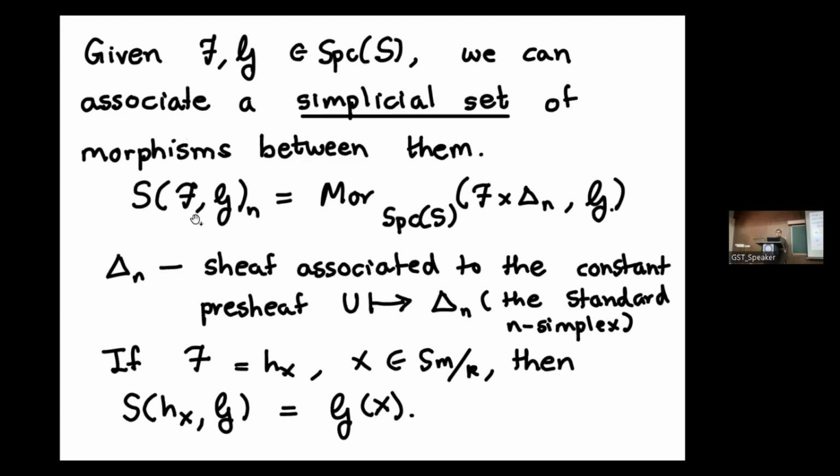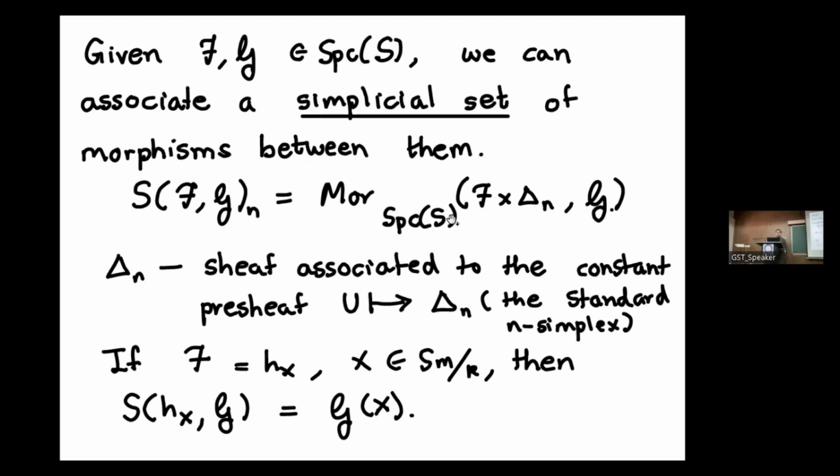So this is the simplicial set of morphisms from F to G. The n simplices in that are going to be morphisms from F cross delta n to G. So what is delta n? Delta n is just a simplicial set, right? It's not a simplicial sheaf. So what do I mean by morphisms from F cross delta n to G? Delta n defines a constant presheaf, which maps every U to the simplicial set delta n, and all the restriction maps are just the identity maps. So this is just a presheaf, and then you take the Nisnevich sheafification of this.